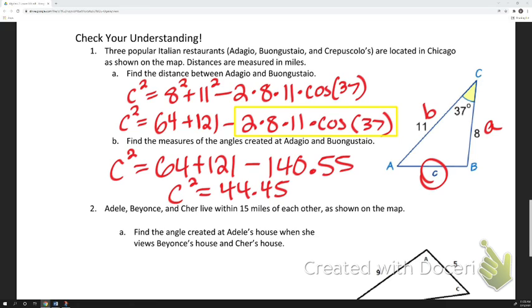Square root it. So final thing, square root that answer to get c. And what do we get in our calculators? Say that again? 6.67. And that's an example of how we use the law of cosines.